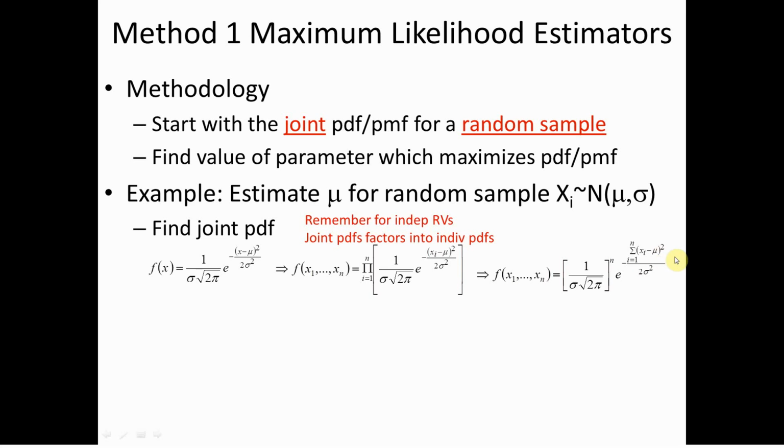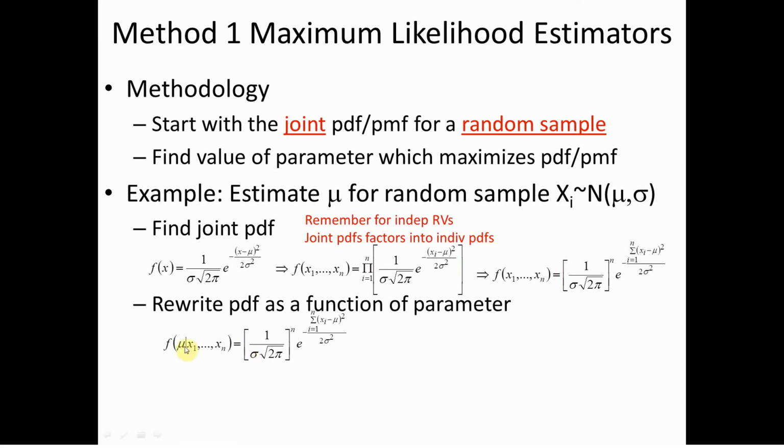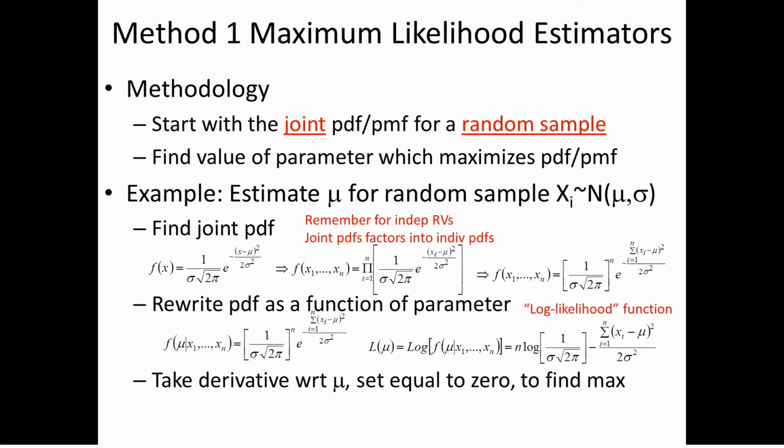Before I do that, I'm going to rewrite the PDF now as a function of the parameter. Notice that the random sample values are now known. This is for a known random sample. Mu is the only unknown variable. Now I'm going to take the log of both sides, and this is sometimes called the log likelihood function. If you take the log of both sides, you get the following expression. Now I want the mu that maximizes this function, so what do I do? I'm going to take the derivative with respect to mu, set it equal to 0, and find the max.